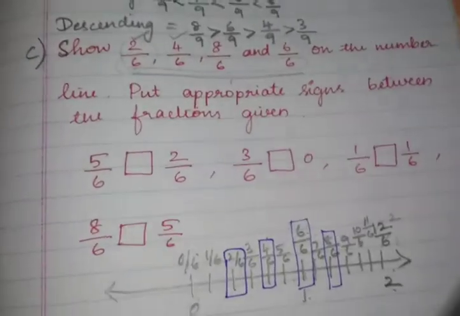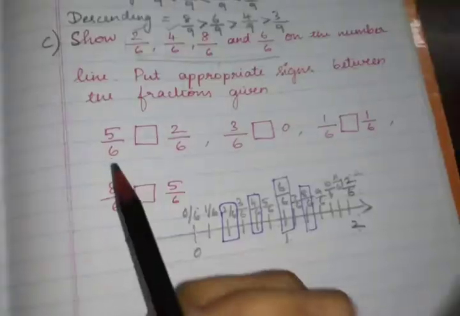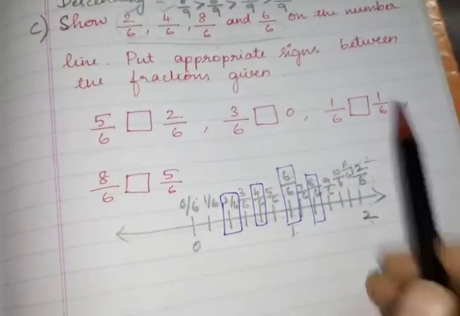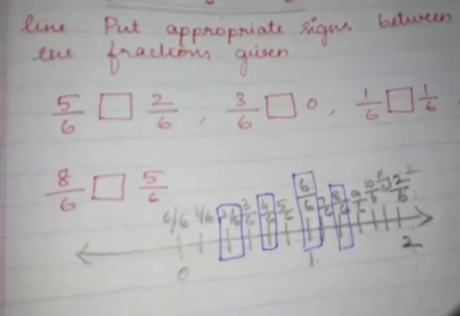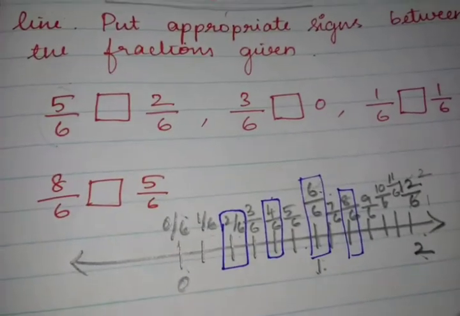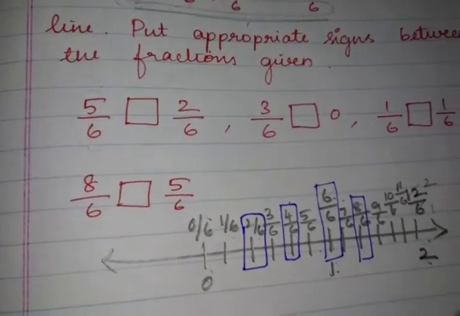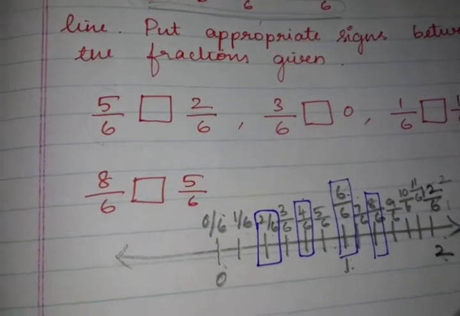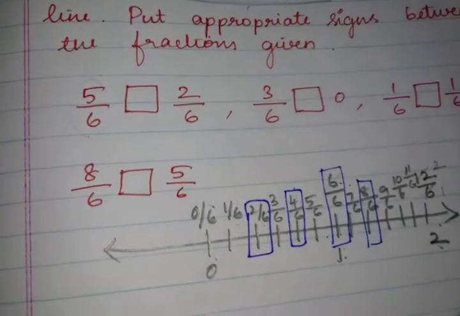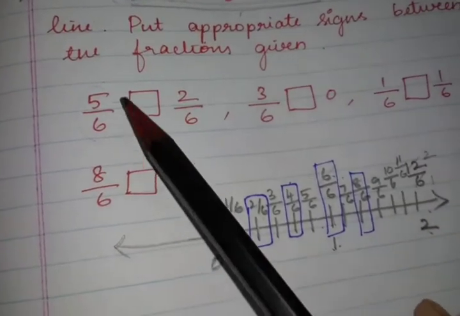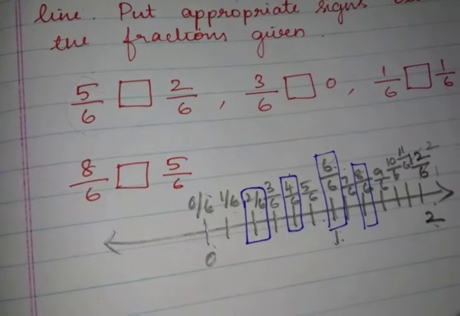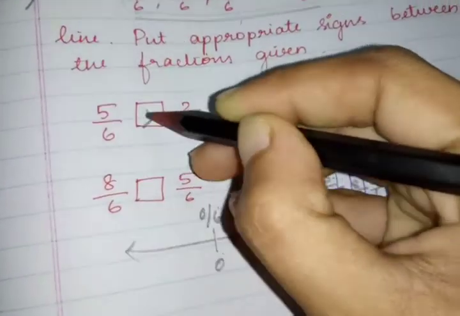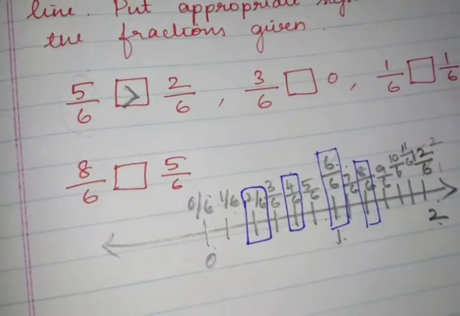So, next, what is our question? They are asking 5 by 6 is greater than 2 by 6. Like that, you should put an appropriate sign like greater than or less than. See what our condition is. We should have the same denominator. Only then can we compare the fractions. Now, 5 by 6, 2 by 6. Both have the same denominator, so you can compare the numerator. So, 5 by 6 will be greater than 2 by 6.